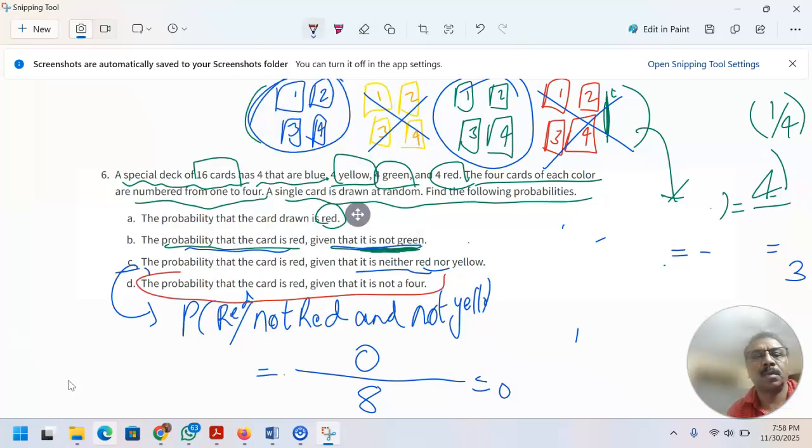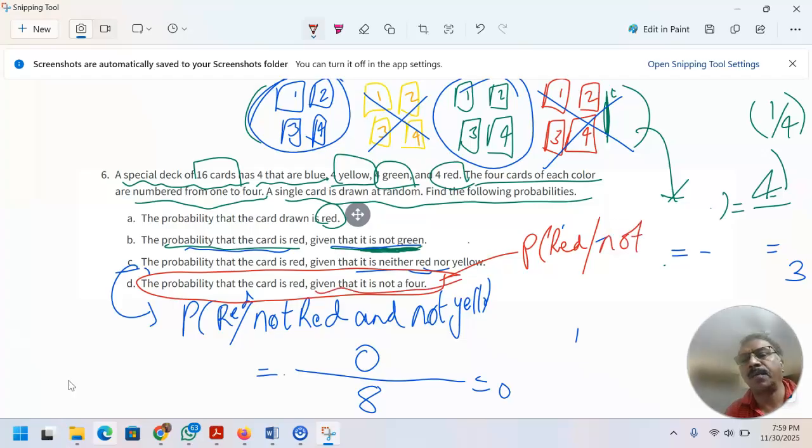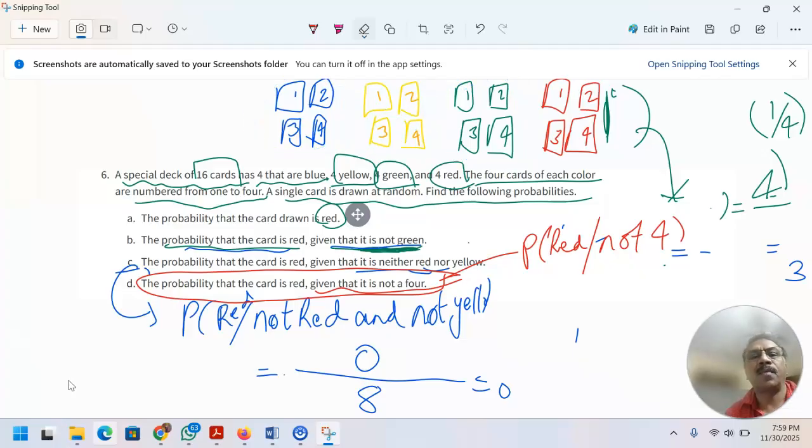This piece. Red: probability of getting red, given that it's not 4. Now, what is the meaning of not 4? In the cards, not 4 basically means we will have to take off the 4s. It should not be 4, it means this should not be there. No 4. There will be 12 of them. That means the answer will be out of this 12.